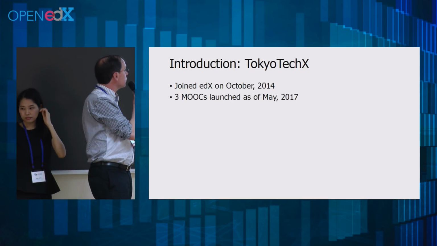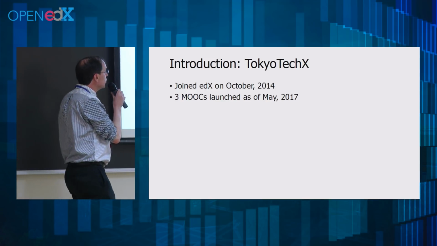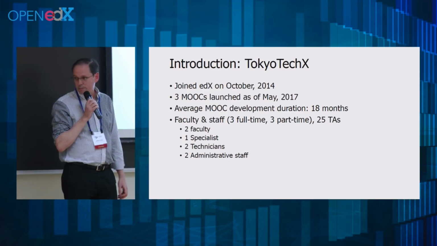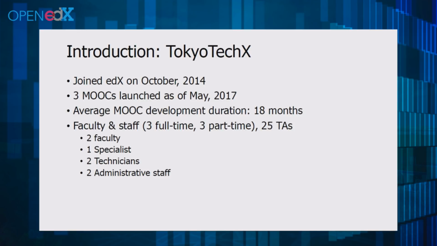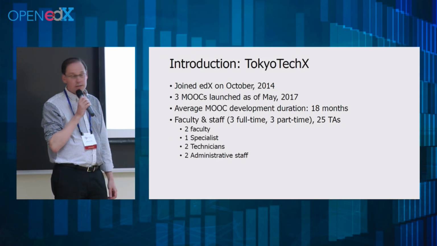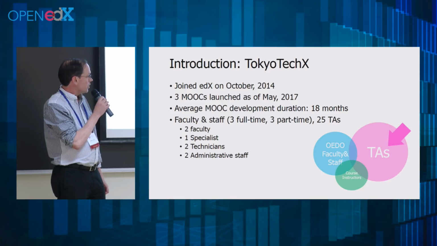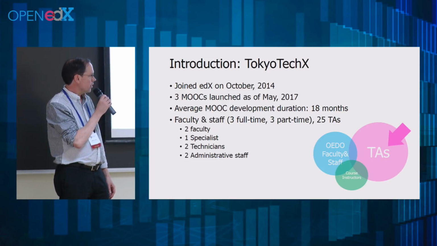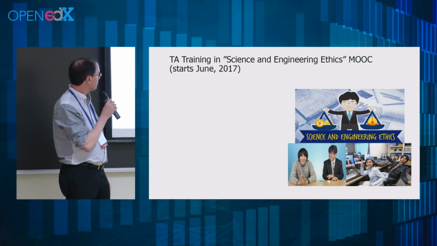First, I'd like to introduce Tokyo TechX. We joined edX in October 2014. We've created 3 MOOCs. Our average MOOC development duration has been about 18 months for various reasons. We have a number of faculty, staff, and we work with about 25 TAs. Here's our MOOC production model. In this case, we have staff and faculty and a course instructor, and the TAs do most of the work.